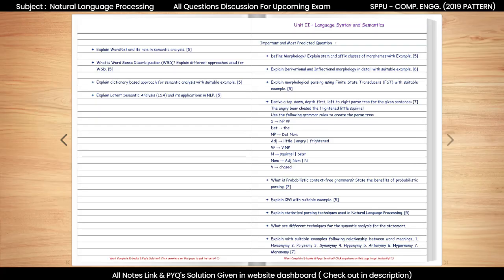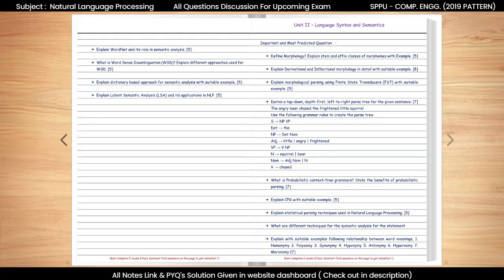Now, let us move on to our next important topic, probabilistic context-free grammars. From this topic, we can expect questions such as, what is probabilistic context-free grammar? State the benefits of probabilistic parsing.